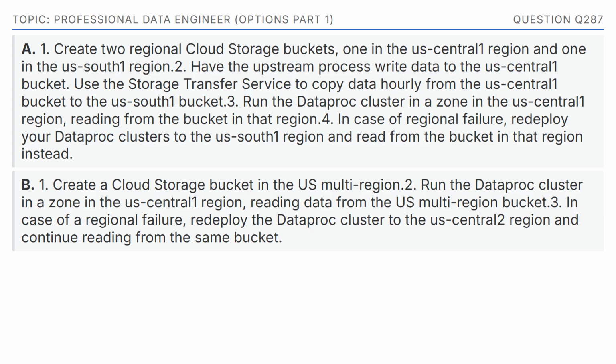Point 4. In case of regional failure, redeploy your Dataproc clusters to the US South 1 region and read from the bucket in that region instead. Option B, 1. Create a Cloud Storage bucket in the US multi-region. Point 2. Run the Dataproc cluster in a zone in the US Central 1 region, reading data from the US multi-region bucket. Point 3. In case of a regional failure, redeploy the Dataproc cluster to the US Central 2 region and continue reading from the same bucket.